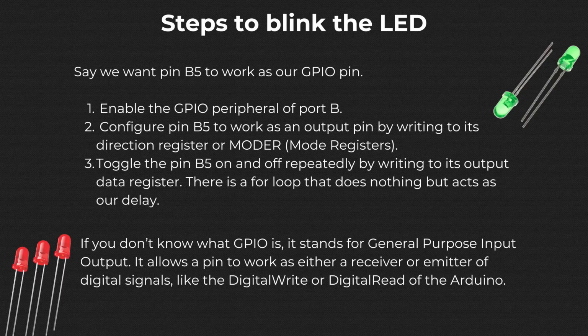Let's review the steps needed to blink this LED. First, we need to enable the GPIO peripheral of port B. Secondly, we configure pin B5 to work as an output pin by writing to its direction register or mode registers. Finally, in our while loop, we toggle the pin B5 on and off repeatedly by writing to its output data register. There is a for loop that does nothing but acts as our delay. Now let's implement all these steps.